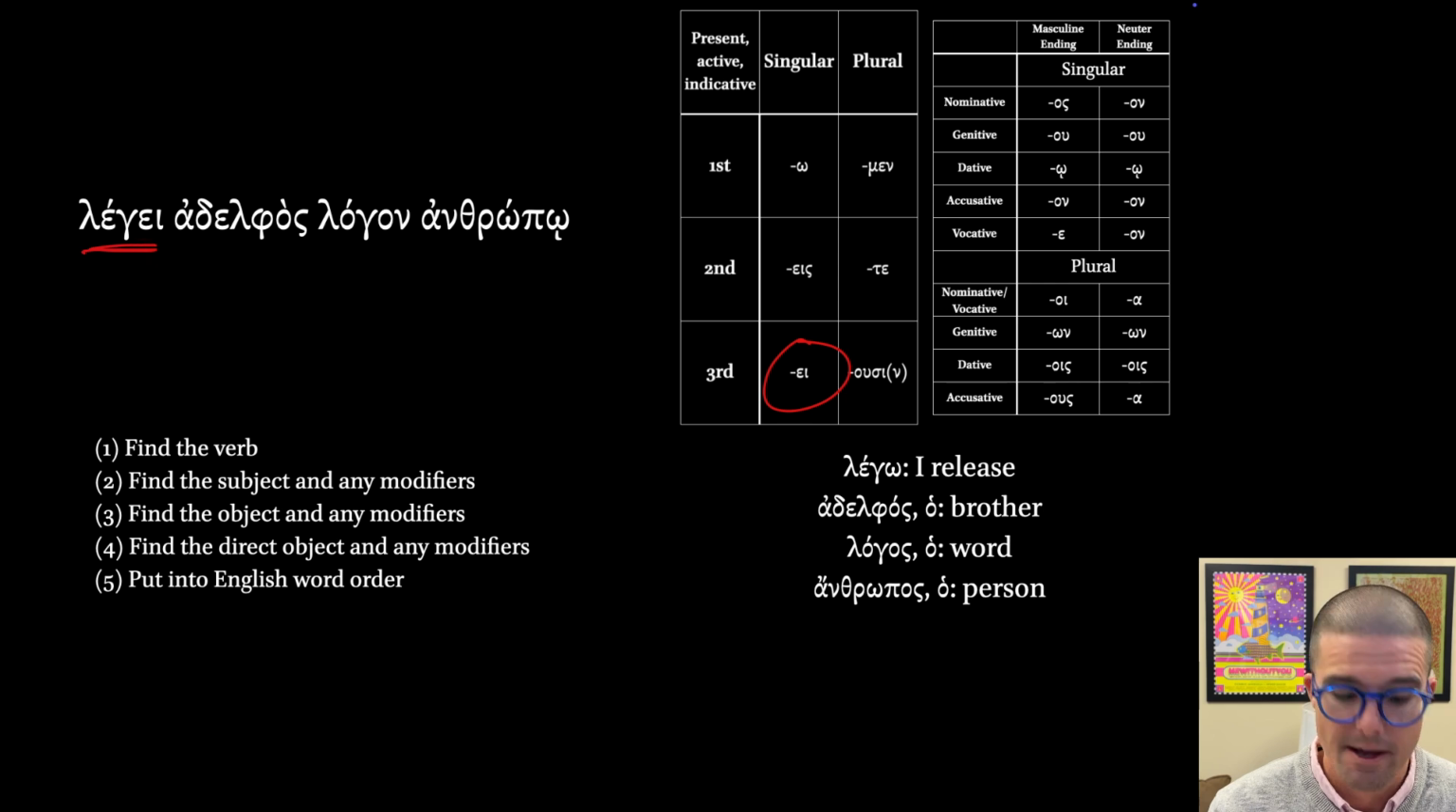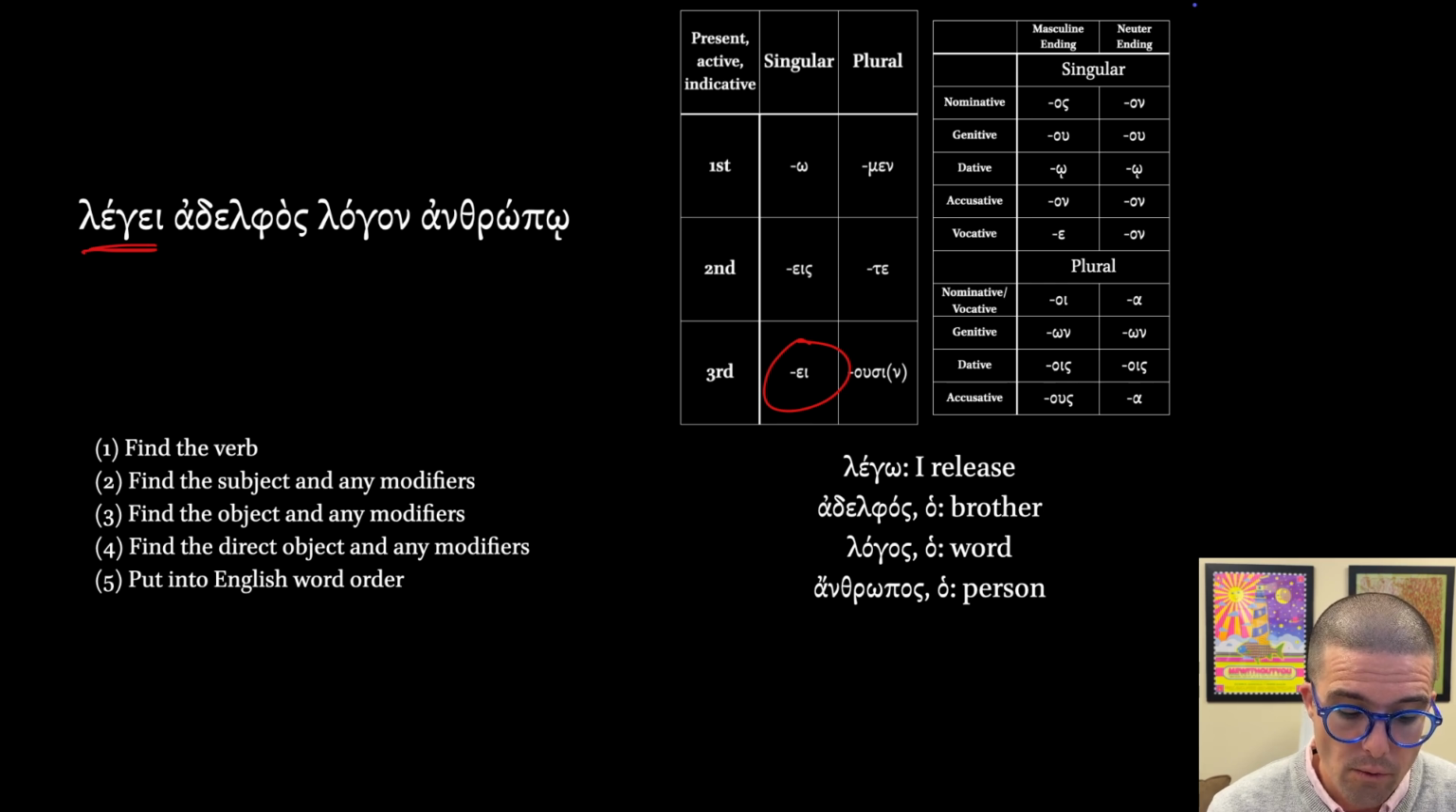But then we need to see if there is something more explicit about who that he, she, it, or they is. Is there an explicit subject in the nominative case in this sentence? So the nominative is going to be our subject of this sentence. So the nominative forms that we know so far end in os or on. So we're going to be looking for something in os or on that could be our subject. And we have two options, adelphos and logon.